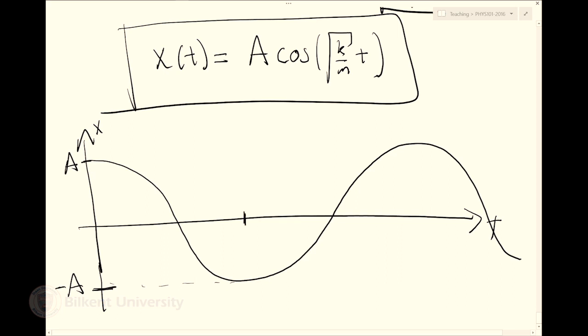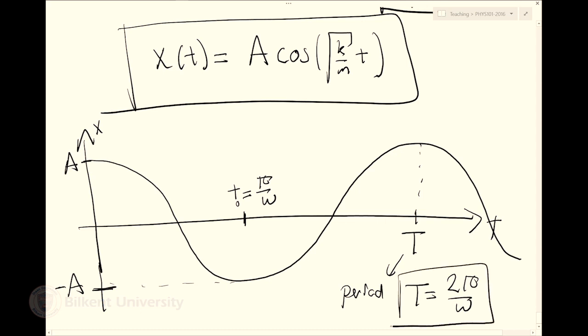At which time does it go to minus a? Well, cosine must be minus 1, so inside of cosine must be pi. So it's going to be, let's call it t0, pi over omega. Or when does the motion repeat itself? The period of the motion will be 2 pi over omega.